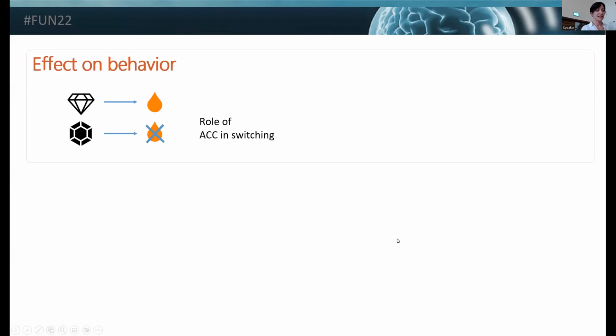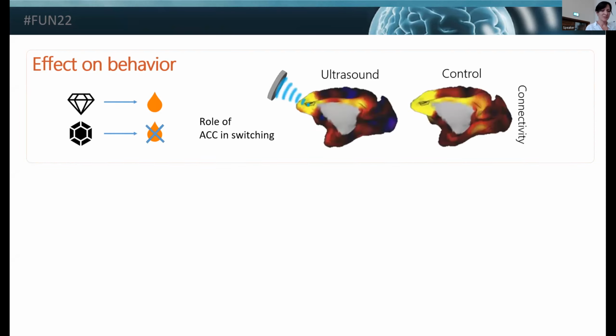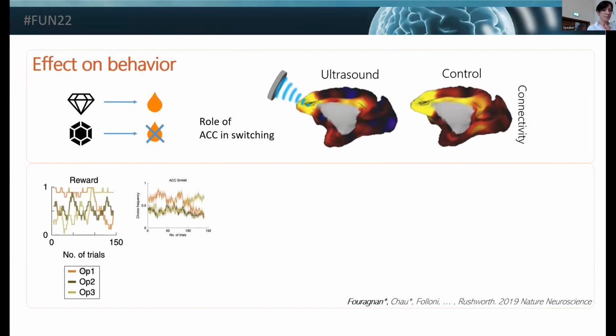And in humans, but also in non-human primates, classically, the ACC will co-vary with counterfactual values and will allow you to switch to a better alternative. So that's what we had in mind. We first replicated what we saw in the previous study, and even found on single sessions, single days, these differences in connectivity profile of the ACC after TUS intervention. But I'm going to move now to the behavior.